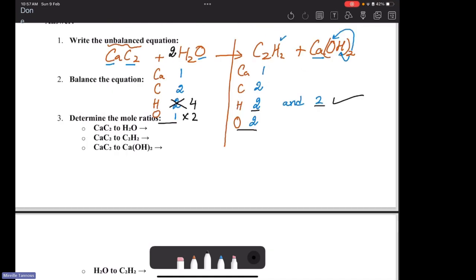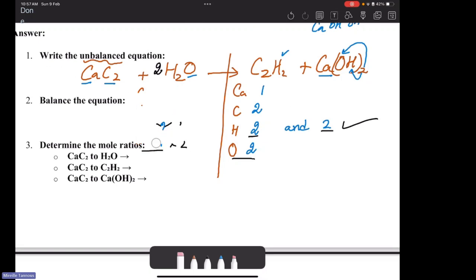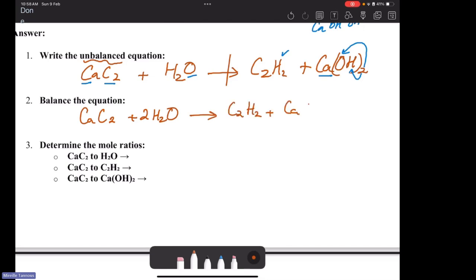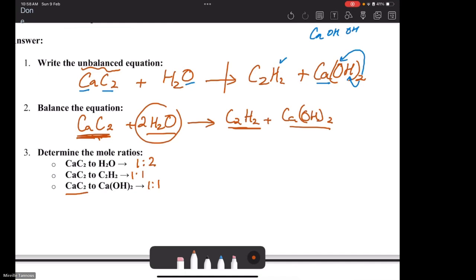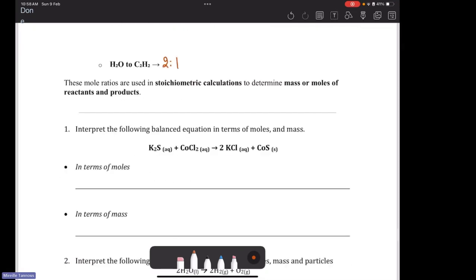Determine the mole ratio of. Okay, after doing the balancing, I'm going to erase this so that I can have a clear space for these questions. So I'm going to write this again, CaC2 plus 2H2O. So here was the unbalanced and down the balanced. So the ratio of this to this, 1 to 2. Now CaC2 to C2H2, 1 to 1. CaC2 to Ca(OH)2, 1 to 1. Now one more question, H2O to C2H2, 2 to 1. Here are the mole ratios.